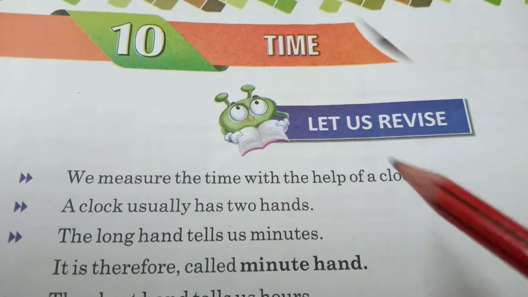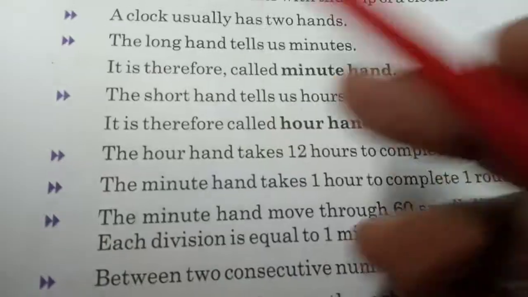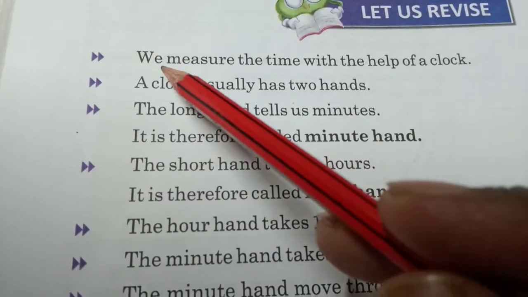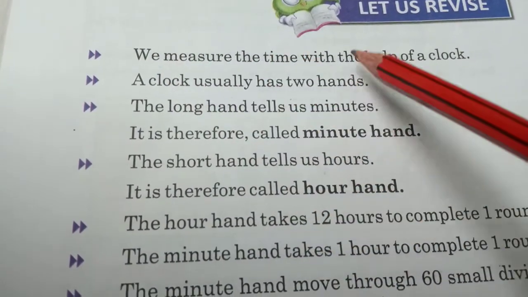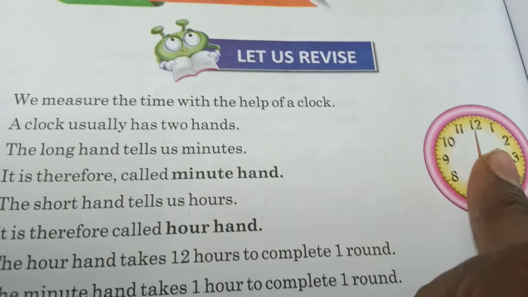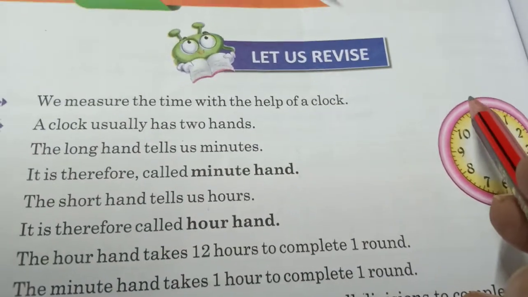Topic is time. So we will do some reviews which we have already learned in the previous classes. Now, first is that we measure the time with the help of a clock. Means using this clock we can measure the time. And what time is it now? The clock will tell us about the time.